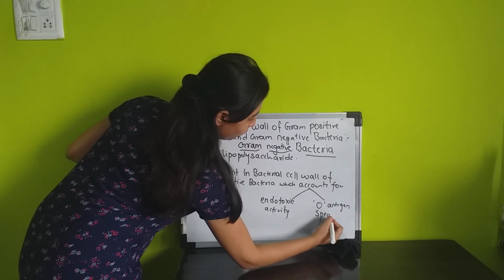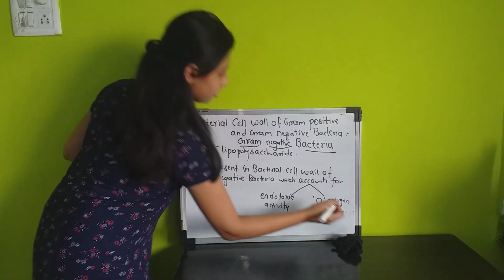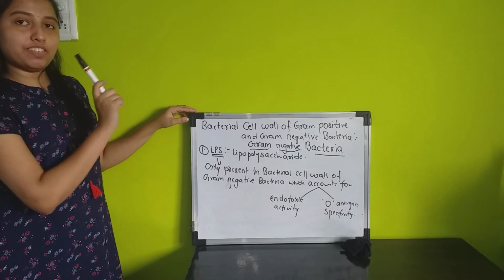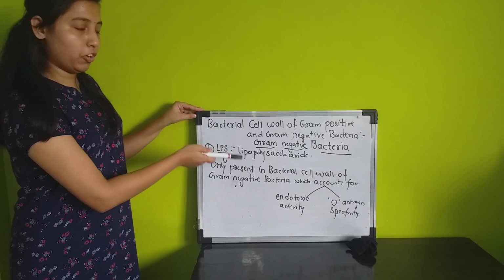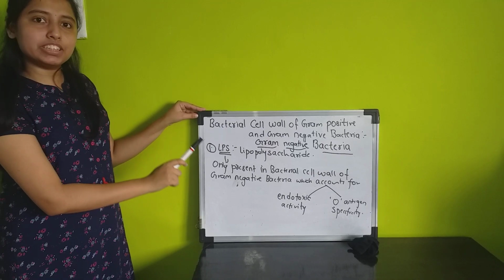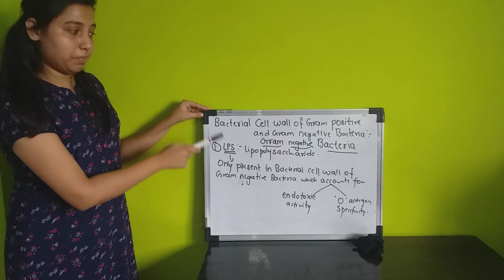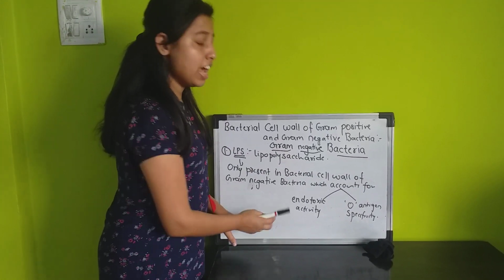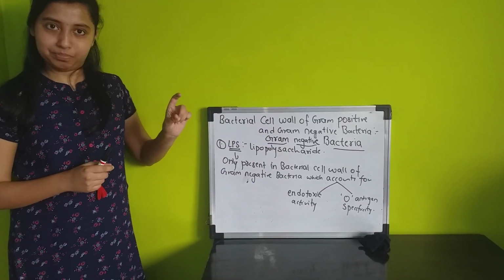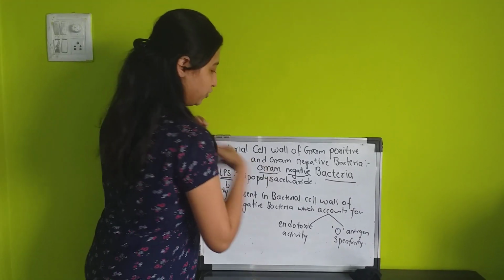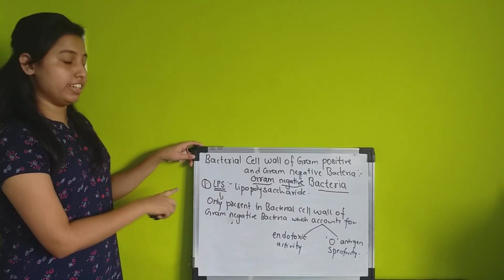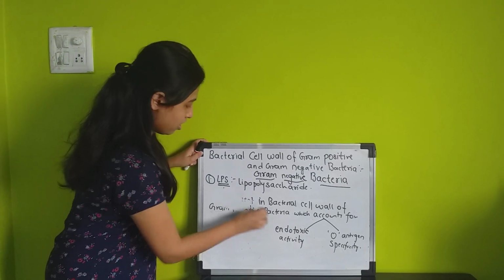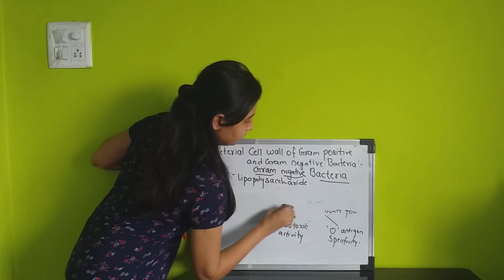Okay, understood? So again I will talk about gram-negative bacteria. First I will talk about LPS, which is lipopolysaccharide. It is only present in the bacterial cell wall of gram-negative bacteria, which accounts for endotoxic activity and O antigen specificity. Okay, clear? Now, there are three regions in this.